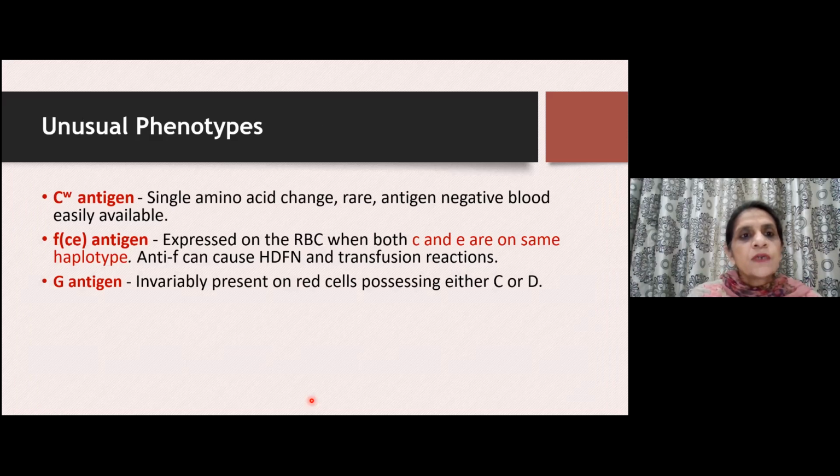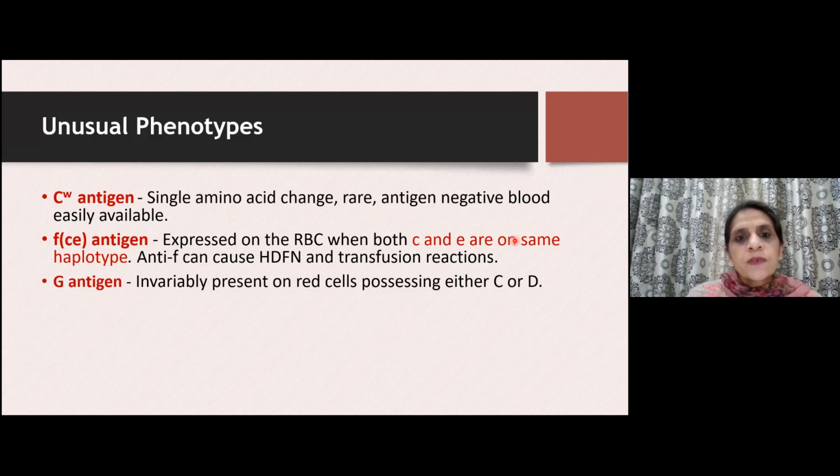Some unusual phenotypes: there is the CW antigen, although I may not be able to enlist all, but I've listed some important ones. It is a single amino acid change, and it is usually rare. If an antibody is formed against this antigen, it is easy to find antigen-negative blood because it is a rare phenotype. Then we have the F antigen. It is expressed on the red cell when both the C and lowercase e are on the same haplotype, and hence it is also known as a compound antigen.